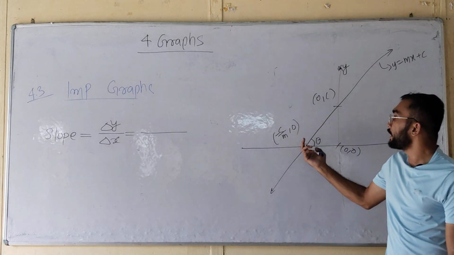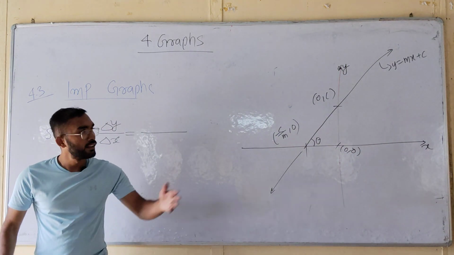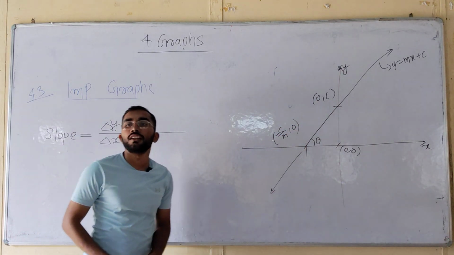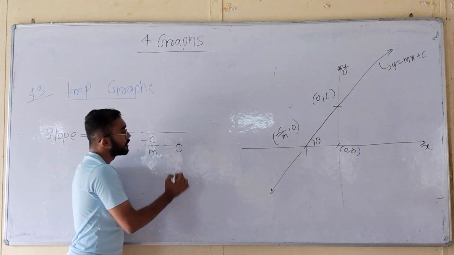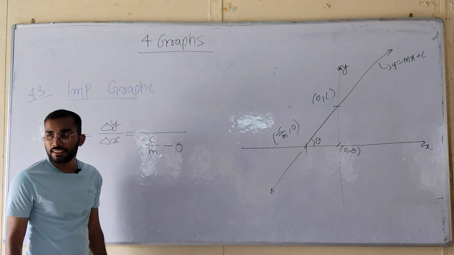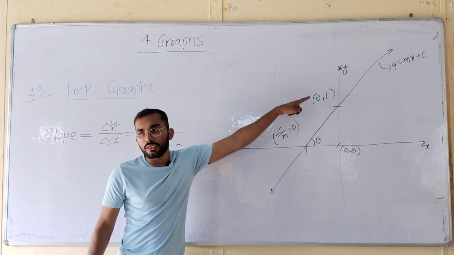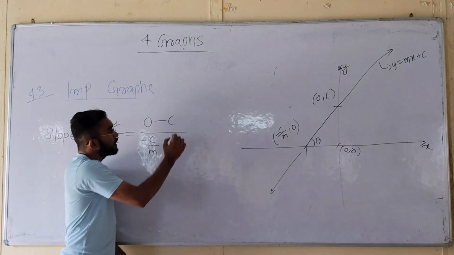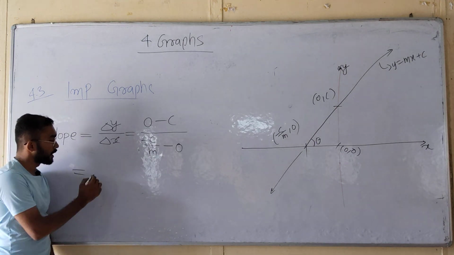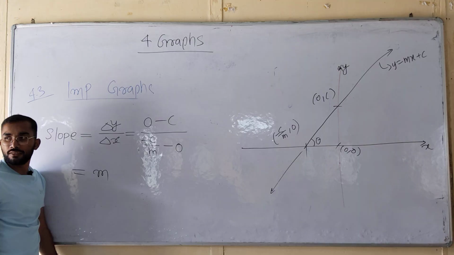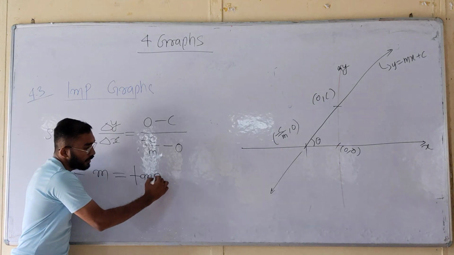Initially I am here and then I went to this location. So you can choose which is initial, which is final, na? Initial x is how much? Minus c by m. My final x is 0. What about y? Initial y is 0 here. And then you went to how much? Minus c it will be. And therefore the answer is exactly equal to m, na? And that is also equal to tan theta.